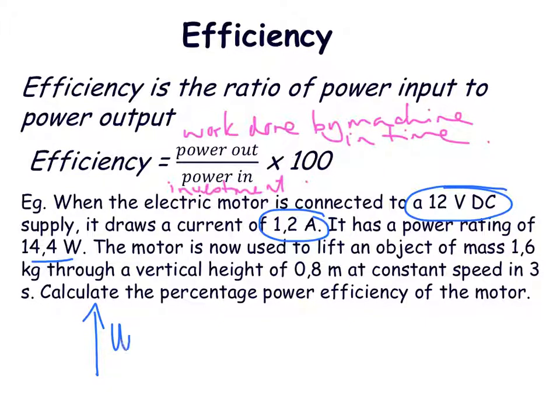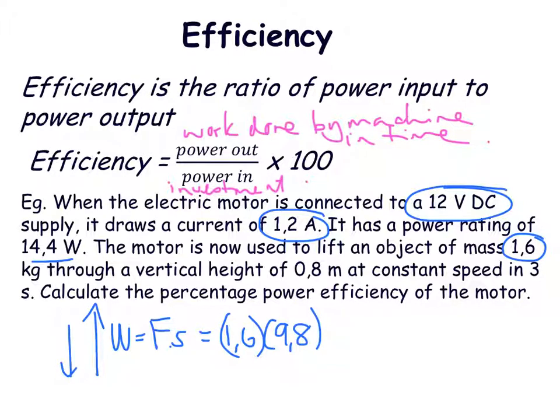So what is work done? Work done is equal to the force times the distance. And what am I working against? I'm working against this mass, so it's 1,6 times 9,8, because it's a weight that I'm working against. And so that's Fg. And I need to work that out. And the distance through which I move it is 0,8 meters.